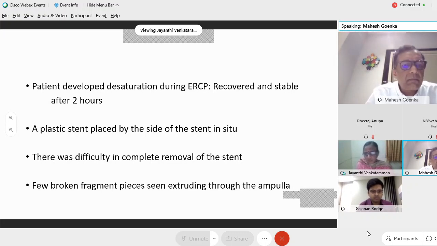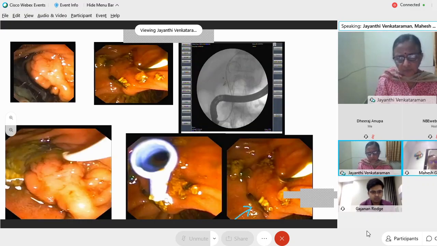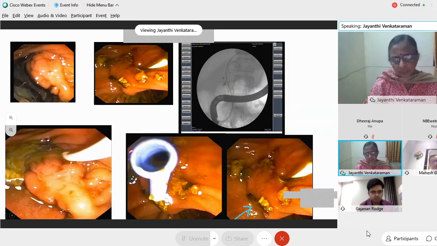The patient was taken for an emergency procedure after 48 hours of stabilization. During the procedure, she did have desaturation. A plastic stent was placed by the side of the stent. There was difficulty in complete removal, and this was the finding. The first one shows the bulky ampulla, and you can see the stent that has been removed, the black one.